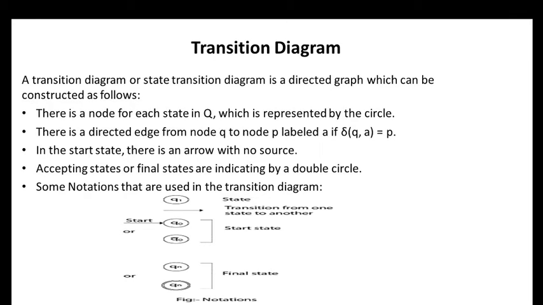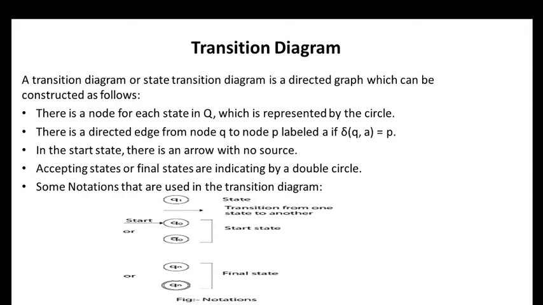Next, the start state has an arrow mark with no source. So how can we represent the start state? We represent it with a circle for the node and an arrow mark pointing to that state. This indicates that this is a start state. And next, the accepting state or the final state is indicated by a double circle. So when a state is represented by a double circle, that means it is a final state or an accepting state.